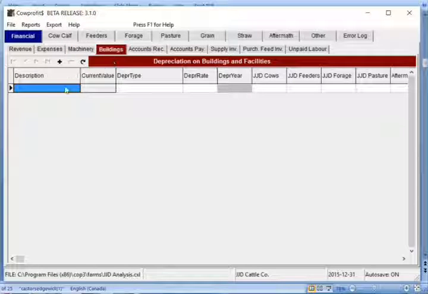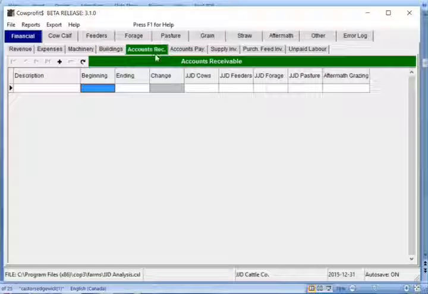Buildings is the same process. In this case, we've got corrals and shop, and the current value is 100,000. And the depreciation rate, there's only 2 choices. One would be standard, which gives you a 5% rate, but you can also go back in and choose other and set whatever rate you want on it.